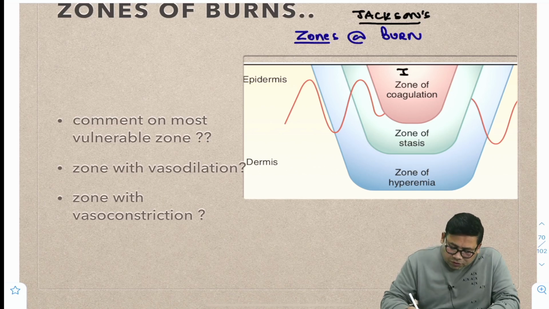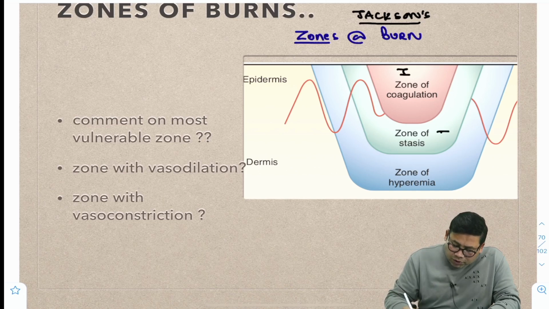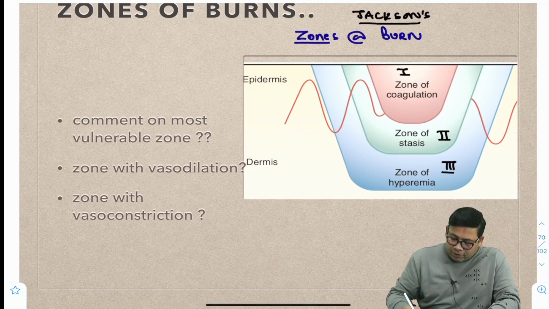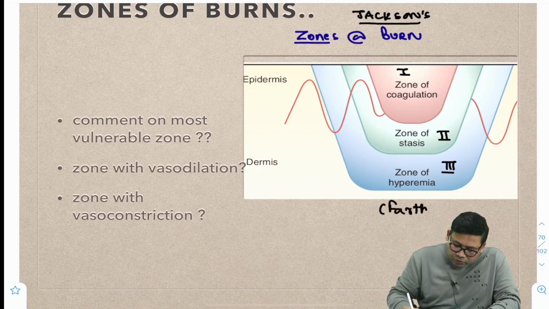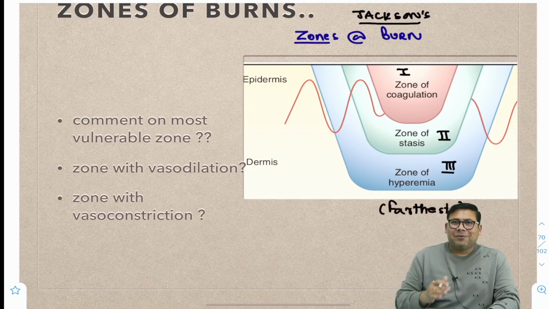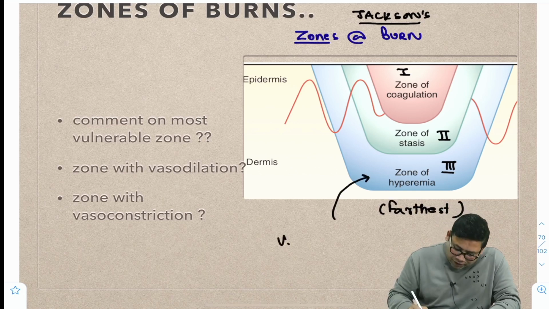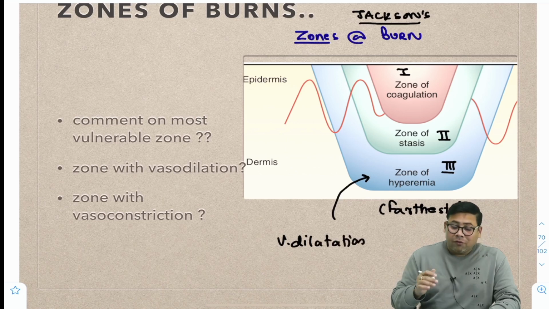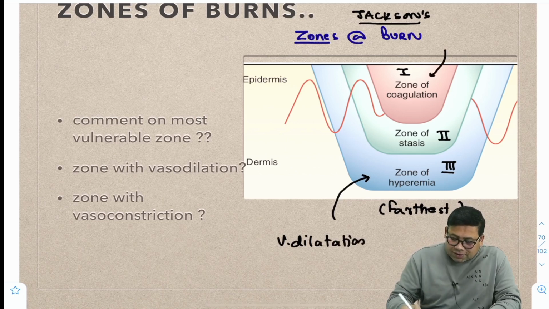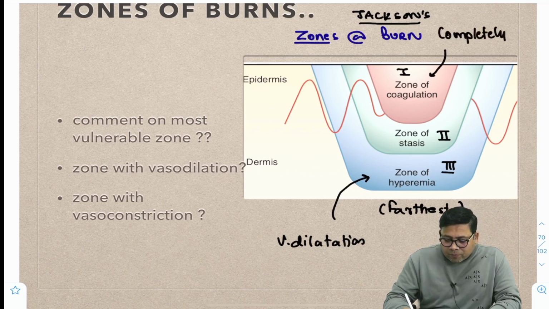So zone 1 is the zone of coagulation. Zone 2 is the zone of stasis. And zone 3 is the zone of hyperemia. This is the farthest zone. Why is it known as the zone of hyperemia, students? Because this is a zone where you have vasodilatation. Are you getting this? What is the zone of coagulation? This is a completely destroyed zone, very, very important.